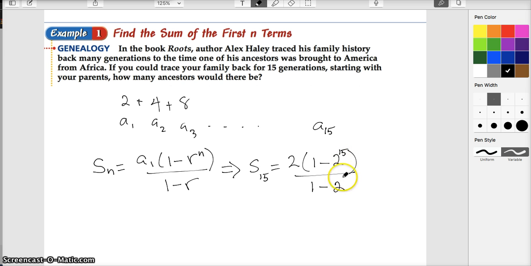And this is going to require a calculator. I don't hold this value in my mind so readily.